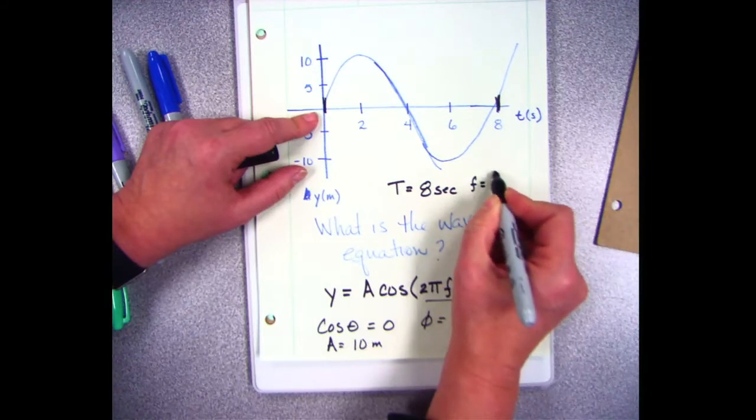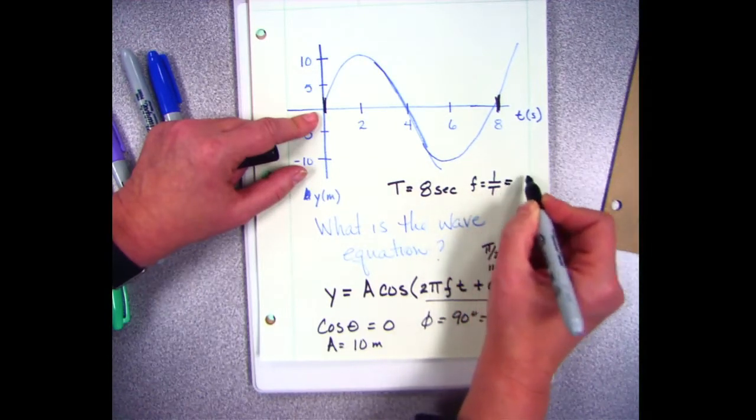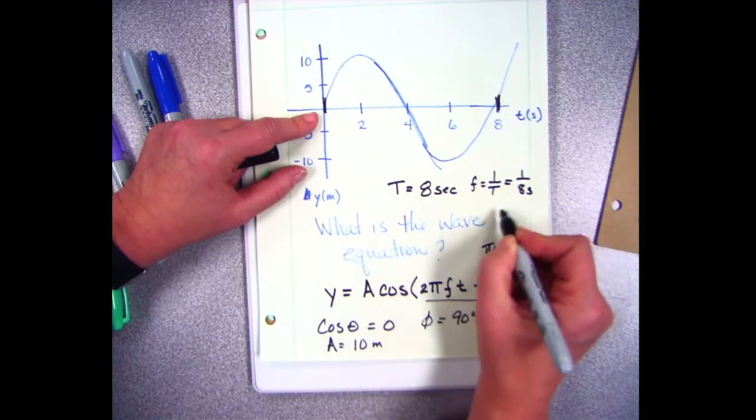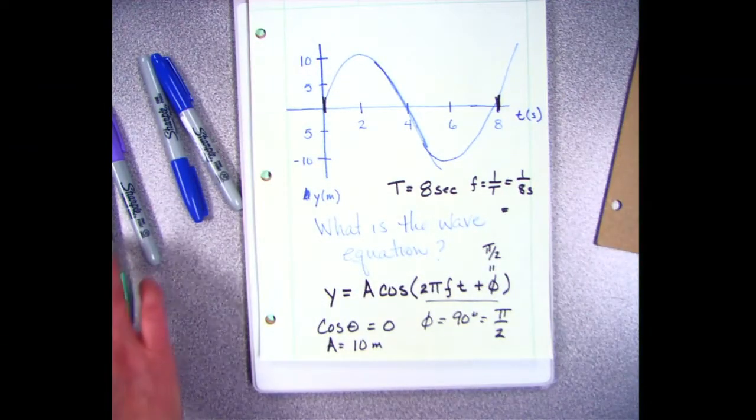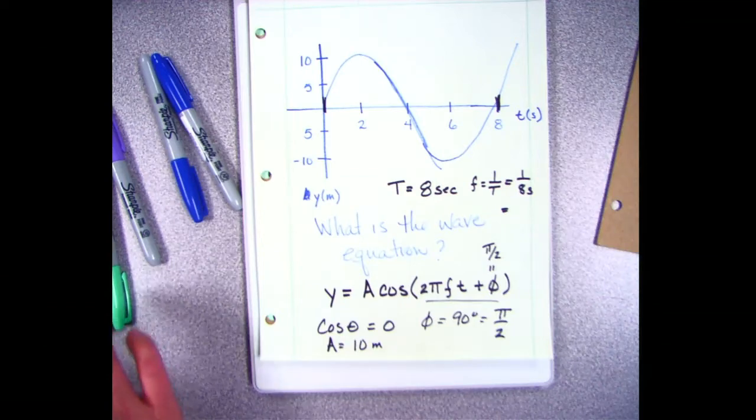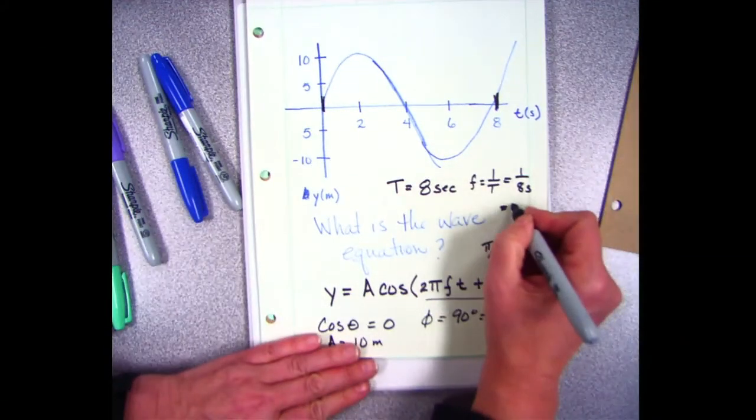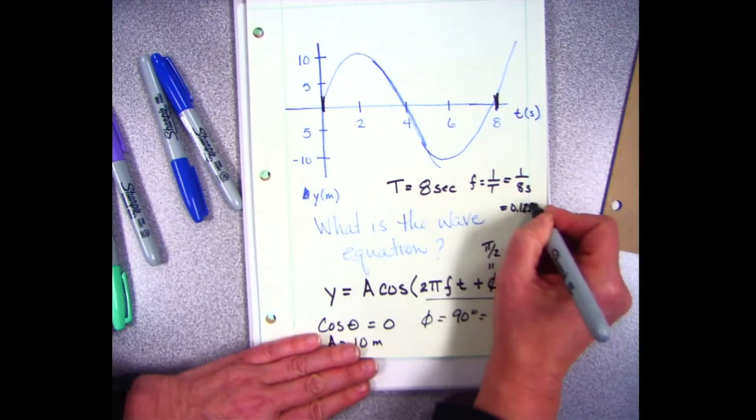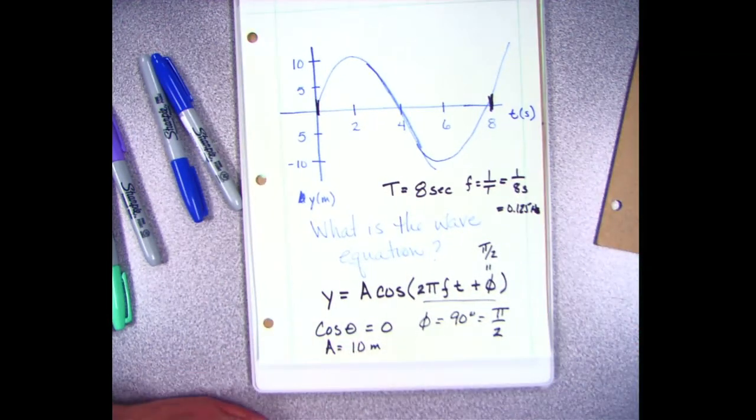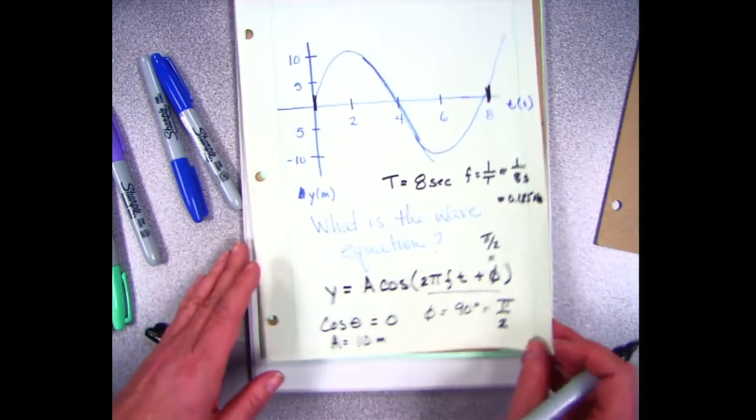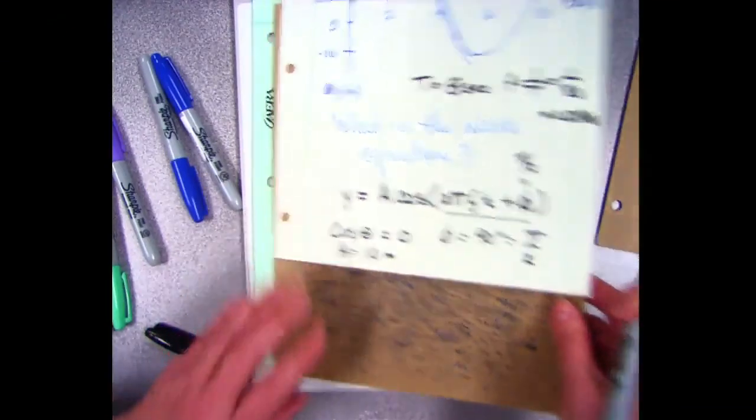So the frequency is equal to 1 over the period. So that's 1 over 8 seconds, which is going to give me hertz. And when I plug that into the calculator, I get 0.125 hertz. So now I've got the frequency, I have the period, I have the amplitude, and I have the phase angle. So now I can just write the equation.